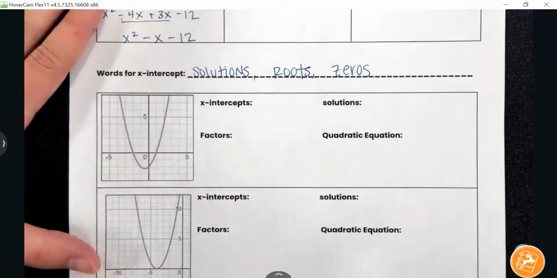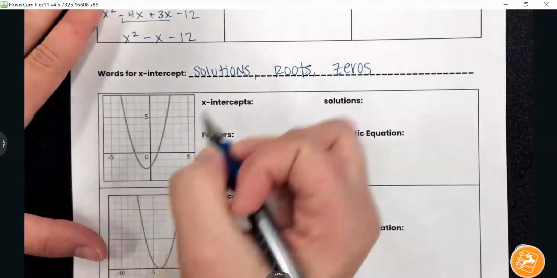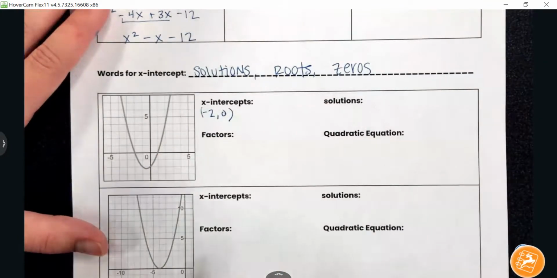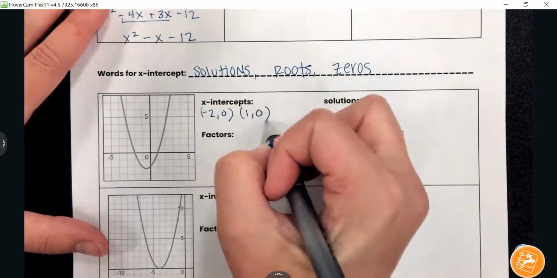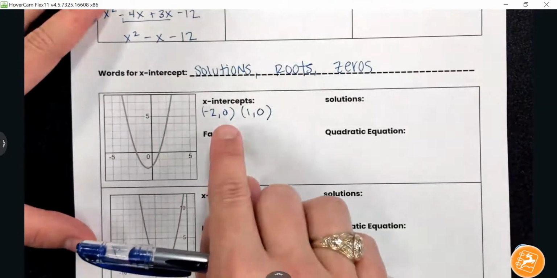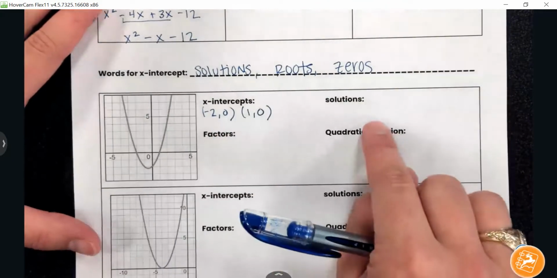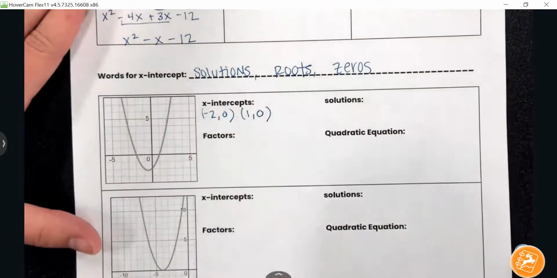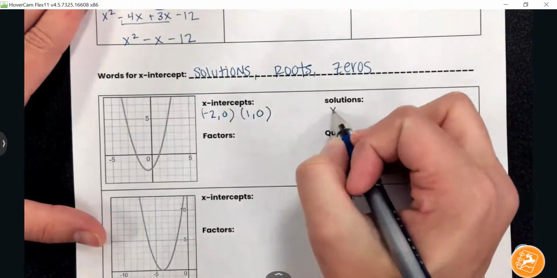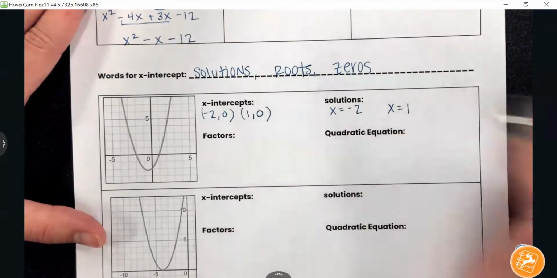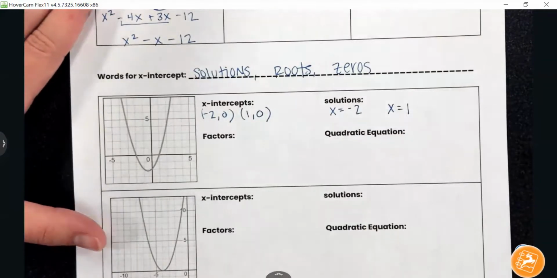What's your first x-intercept? -2, 0. Very good. What's my second x-intercept? 1, 0. And everybody should be able to take my x-intercepts and write them as a solution. So how do I take -2, 0 and write it as a solution? X equals -2 and x equals 1, okay?